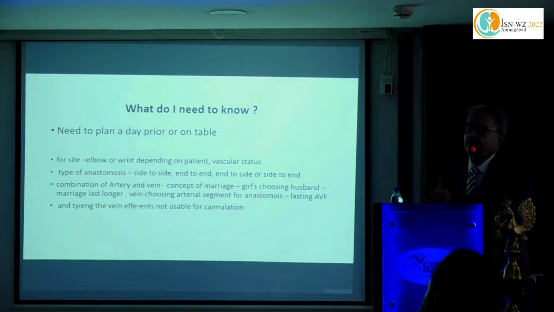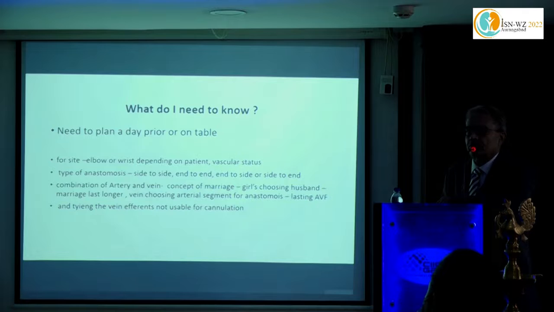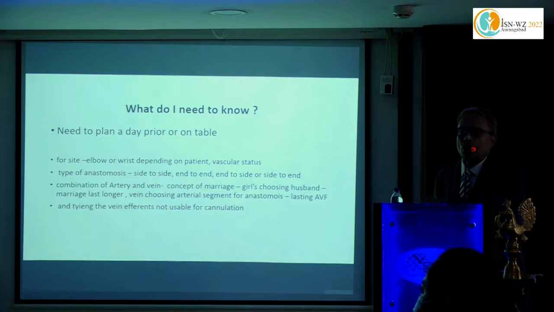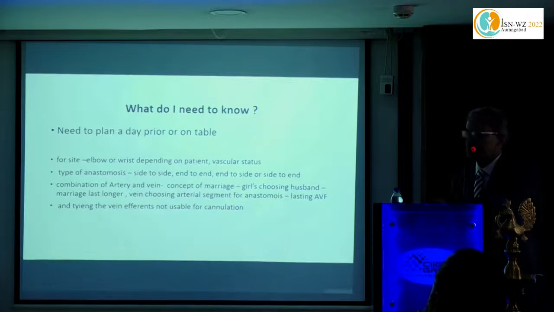There are 4 points in planning: 2 before the date of the fistula and 2 on the day of surgery. The site of the AV fistula needs to be decided upon by the nephrologist, depending on the patient's comorbidities and the vascular status of the individual. For the type of anastomosis, there are 4 types one has to choose from: side to side, end to end, end to side, and side to end, depending again on the site where you do the fistula.